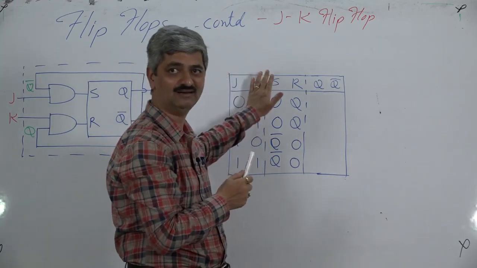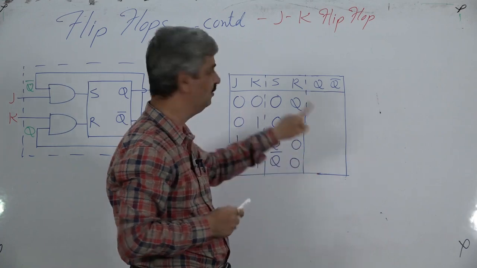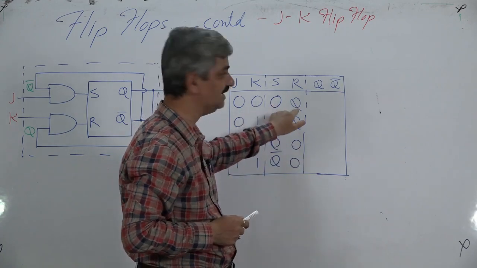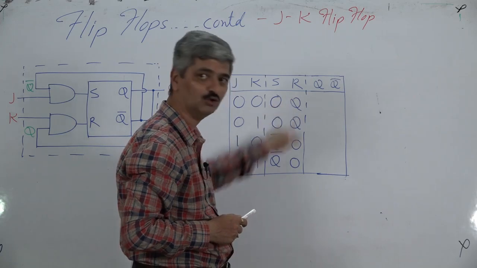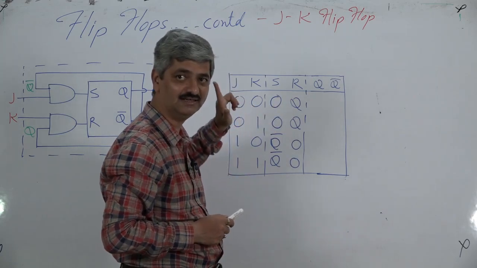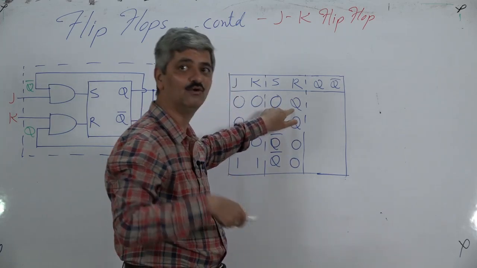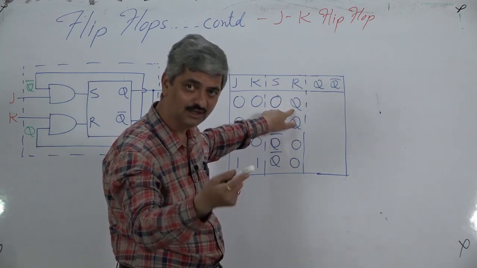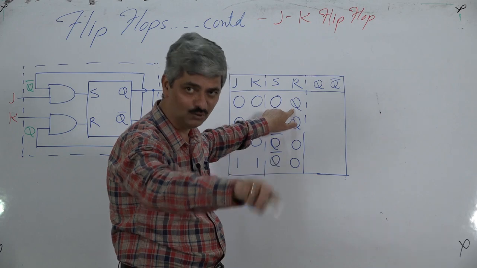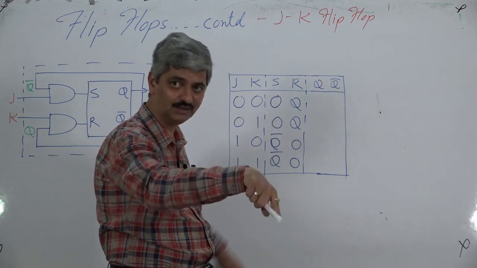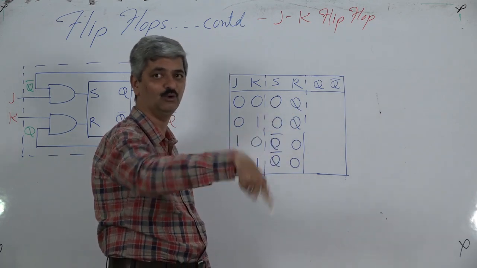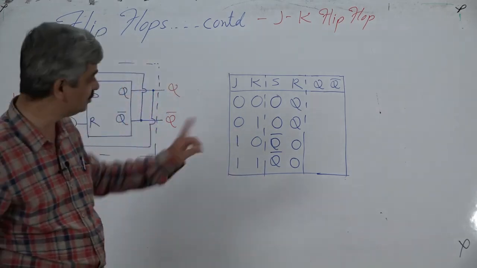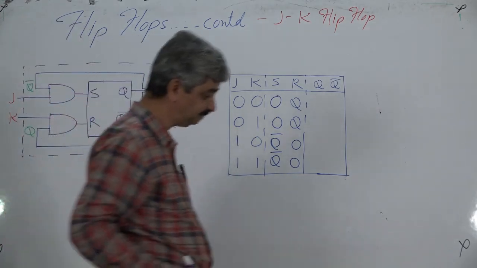The purpose of this column is over because now we know what S is, what R is, for all four combinations. Here we don't know exactly, but we know it is Q. So based on Q, we can work for Q equal to 0 and Q equal to 1.